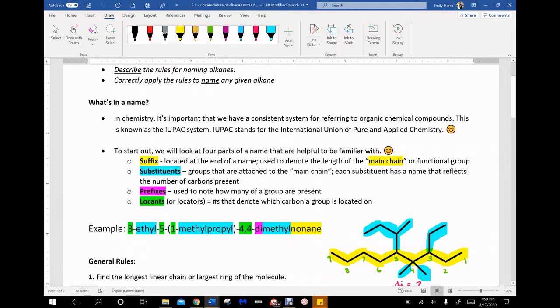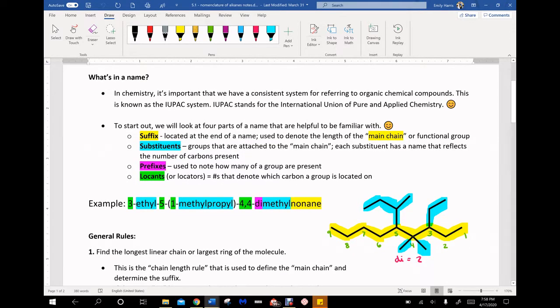So first of all, what's in a name? In chemistry, it's really important that we have a consistent system for referring to organic chemical compounds. That system is called the IUPAC system, which stands for the International Union of Pure and Applied Chemistry. Within a name, there are 4 different parts that we need to be familiar with.